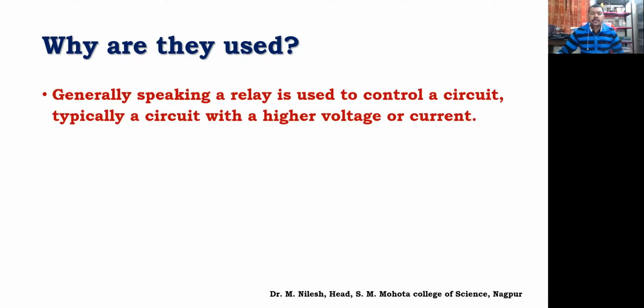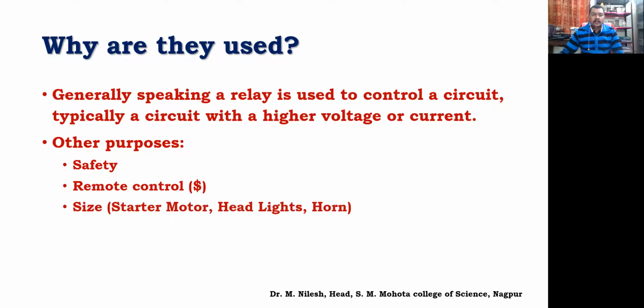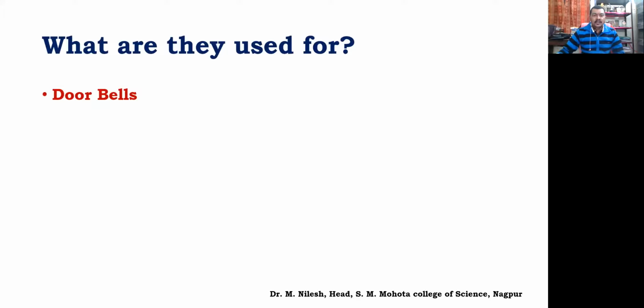Some of the applications which we typically use are to control a circuit at higher voltage or current. This is for safety, remote control, and also starters, motors, headlights, horns. So these all use relays, and yes, they were used earlier. And doorbells, I have already told you. Industrial machinery: in industrial machineries, we are operating those machineries on high-voltage AC. In fact, some of the machineries are used on three-phase AC voltages.